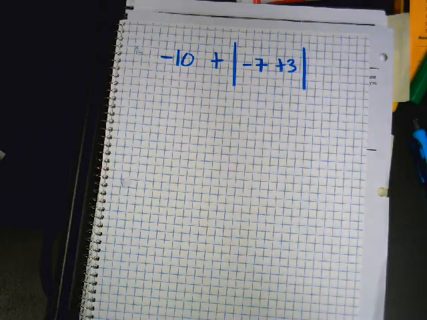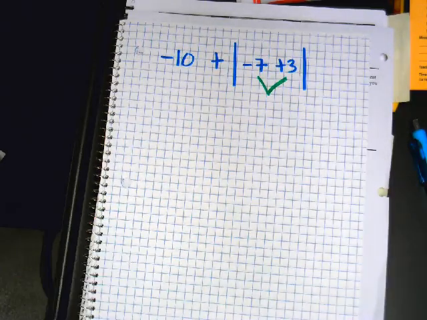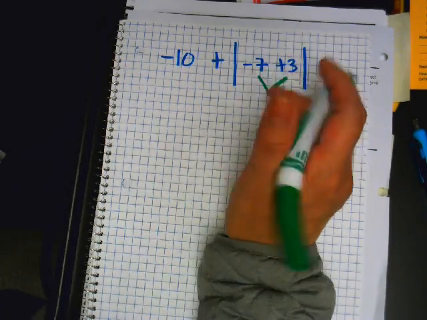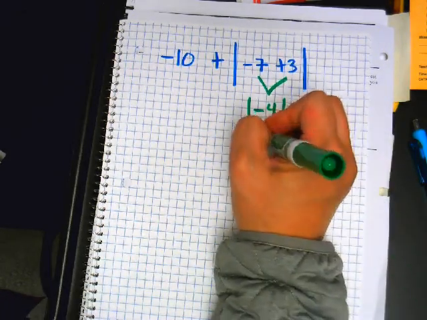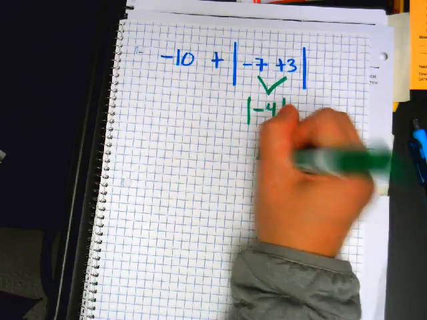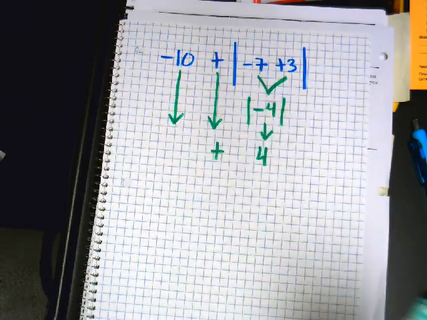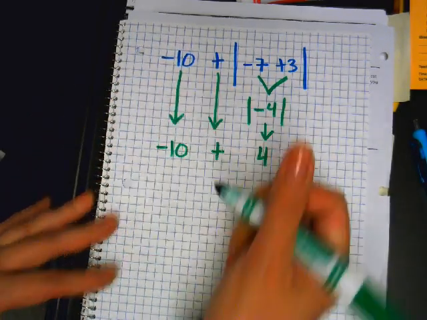What do I do first? What's in the bars? What do I get? -4 in the bars. So therefore, this -7 plus 3 is -4 in the bars. So you take it out, and what do we get? 4. Then you drop down everything you haven't used. Is the -10 in the bars? No. So it stays as -10.